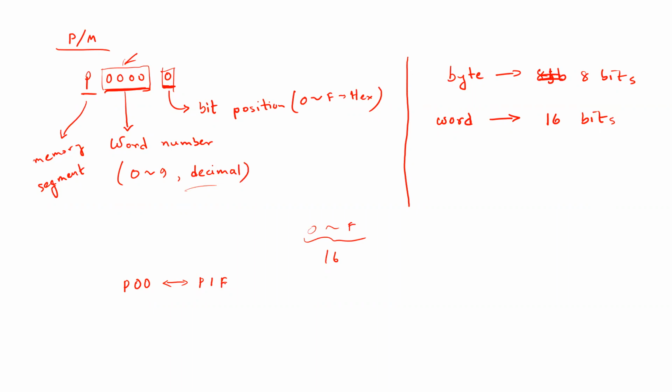Anyone? Can you repeat the question? From P00 up to P1F, or let me say P00000 up to P0001F, how many bits should be available to the user? First of all, tell me how many words should be there.